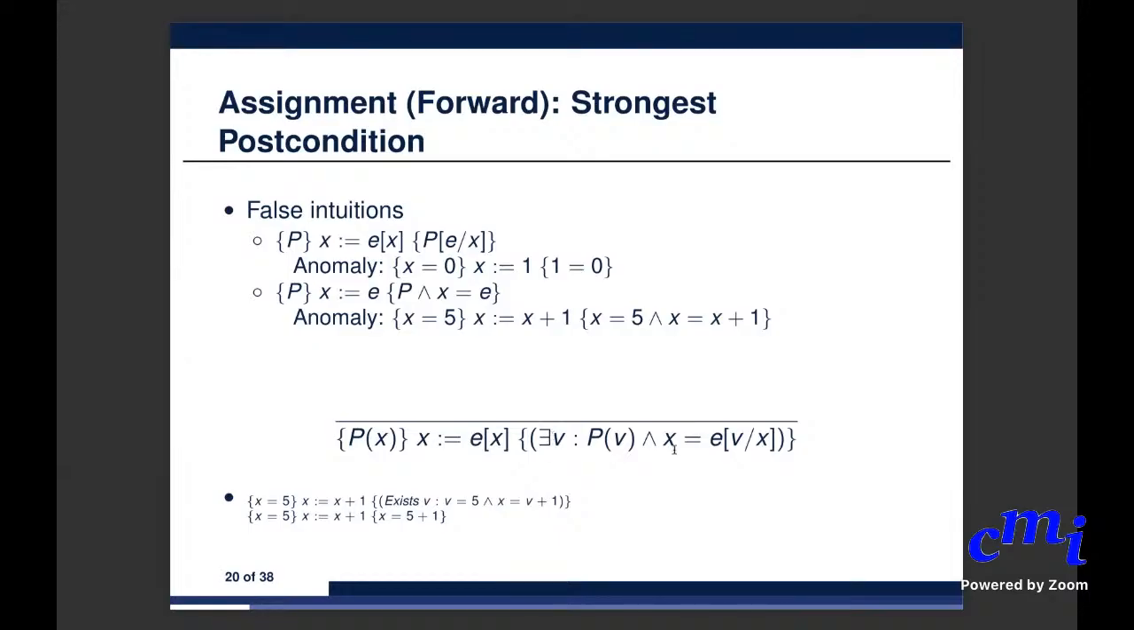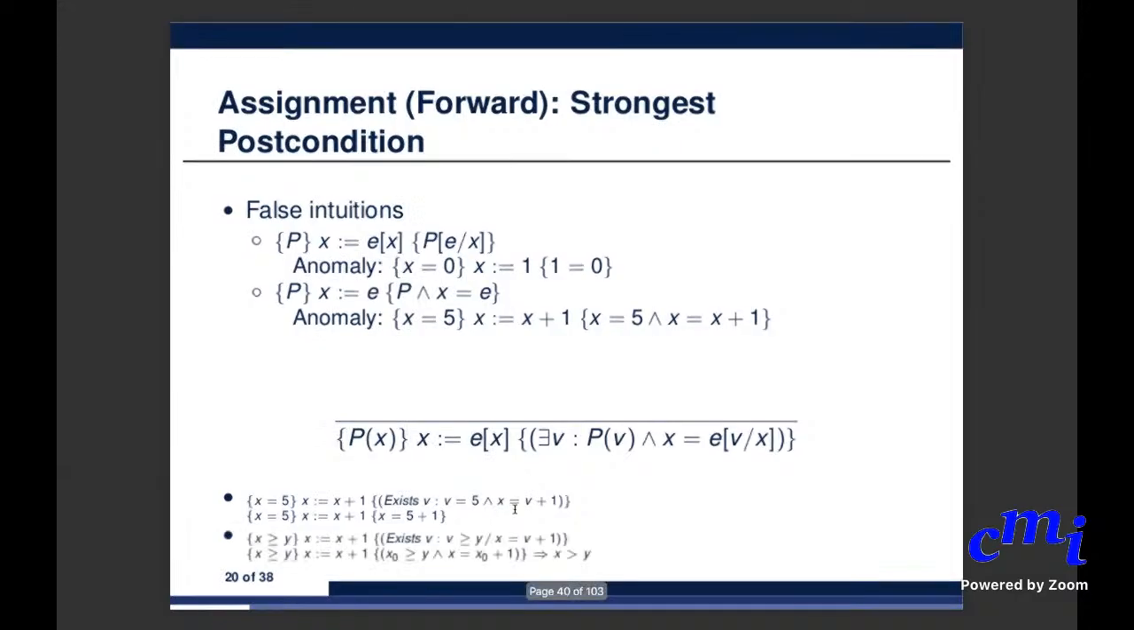Okay, so this predicate, characterized by the existential quantifier, captures the set of all values that are possible after that assignment is made. Okay, and that's what is characterized by this.